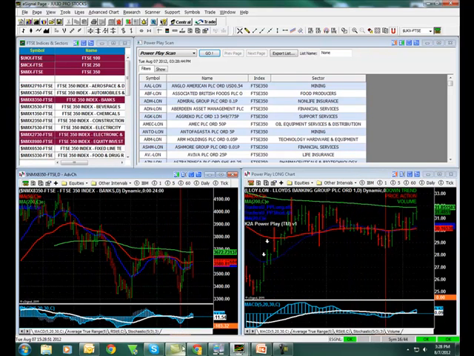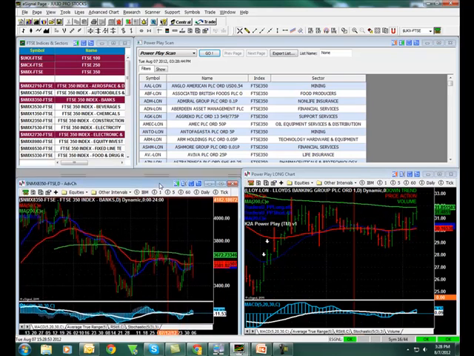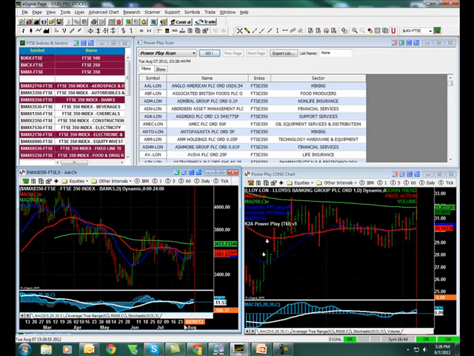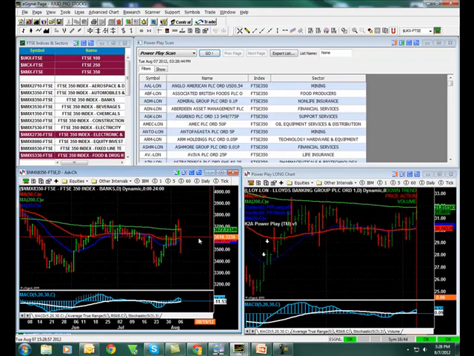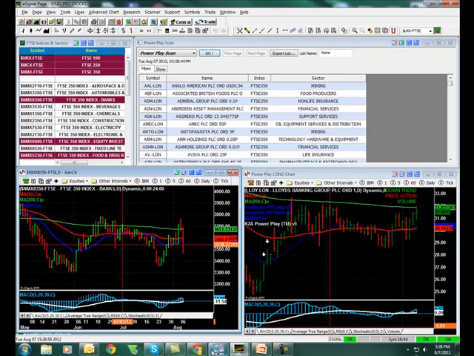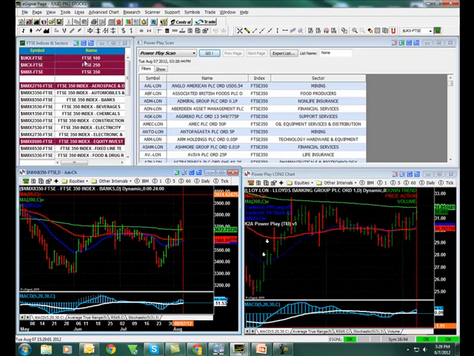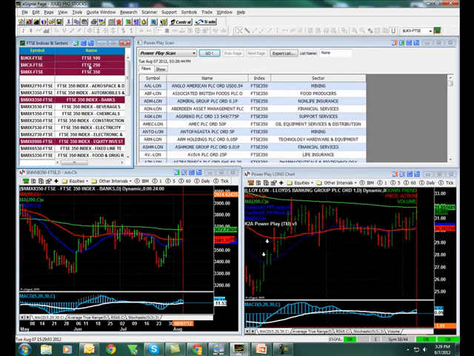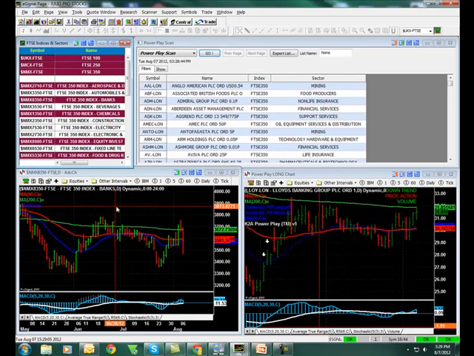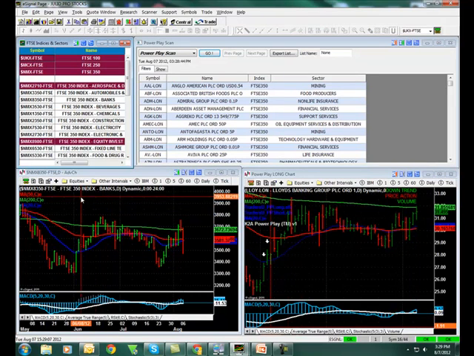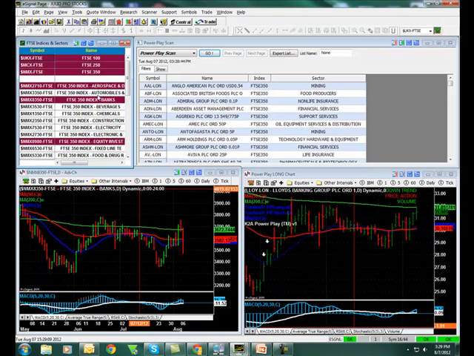FTSE 350 is collapsing actually. This is the FTSE 350. Had a massive sell-off. It's gonna close in an hour from now. Let's see what's happening to the FTSE 100. The banking sector actually. It's the banking sector.